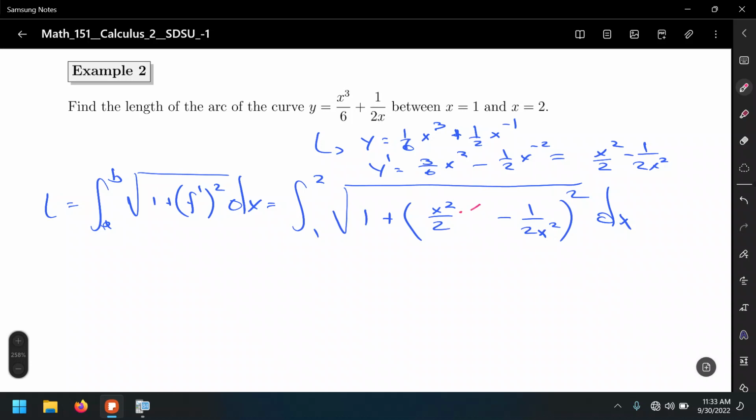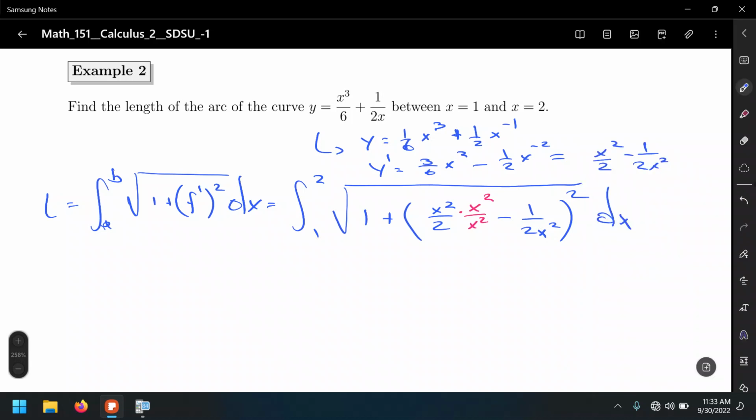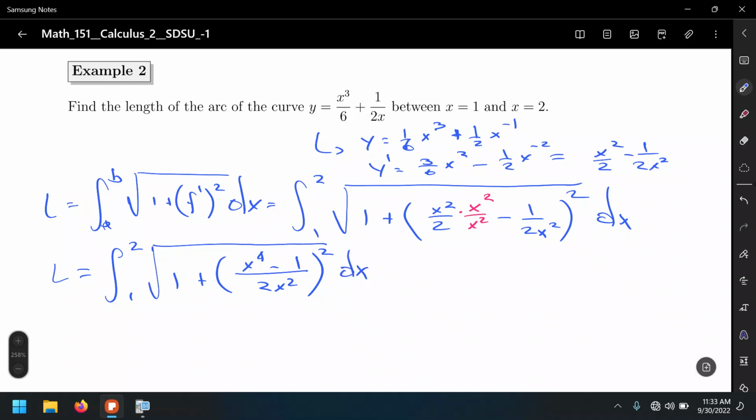So we have the 2's. How about we multiply numerator and denominator by x squared? That way we can combine these fractions together. So L equals the integral from 1 to 2 of the square root of 1 plus x squared times itself, that's x to the 4th minus 1, divided by 2x squared, quantity squared, dx.